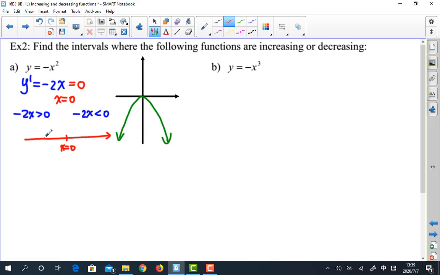When x is on the left side, you just look at when x is less than 0, right? You just look at if I pick up an x value and plug into y prime, should the y prime be positive or negative? So let's take any value, negative 1, negative 2, plug in. Negative 2 times negative 2, positive 4. So this one will produce y prime greater than 0.